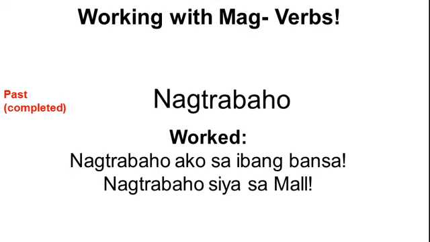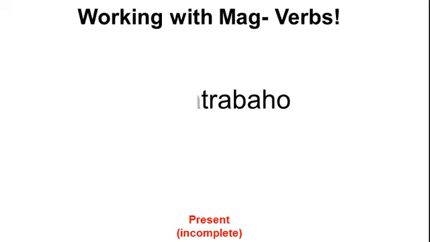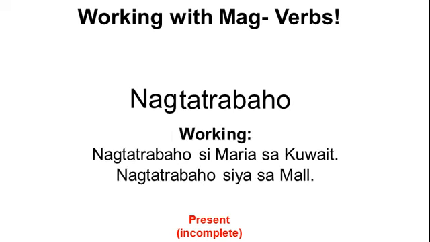And we have the present tense. To do the present tense, we have to throw that ta in there. And I talked about that again in Lesson 3-2. Ta, trabaho. Okay, got the little ta in there. We throw in nag again. Nagtatrabaho. That means present tense, working. Nagtatrabaho si Maria sa Kuwait. Nagtatrabaho siya sa mall.